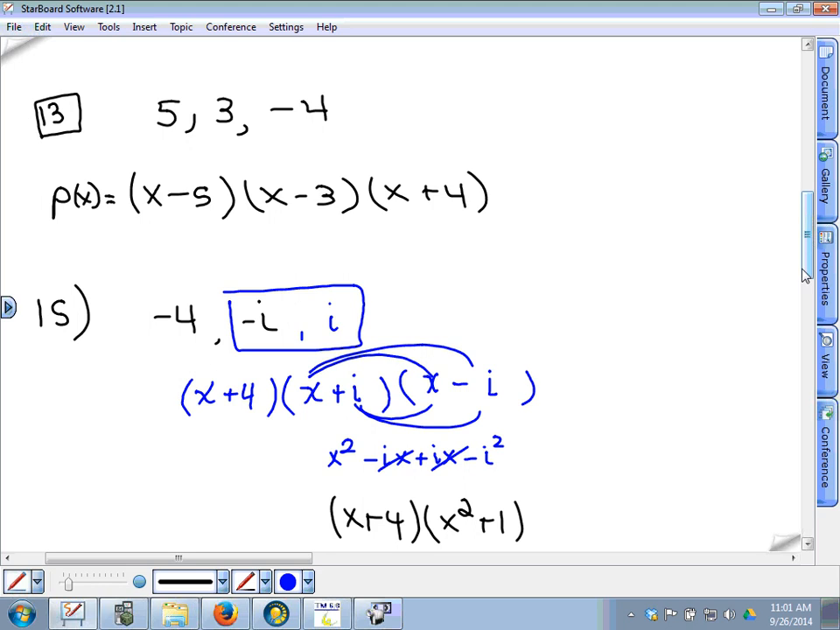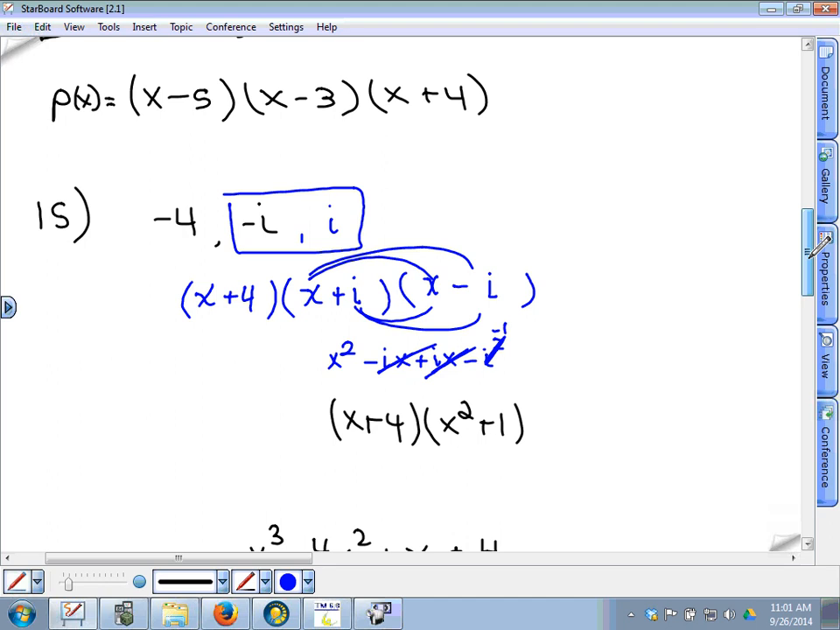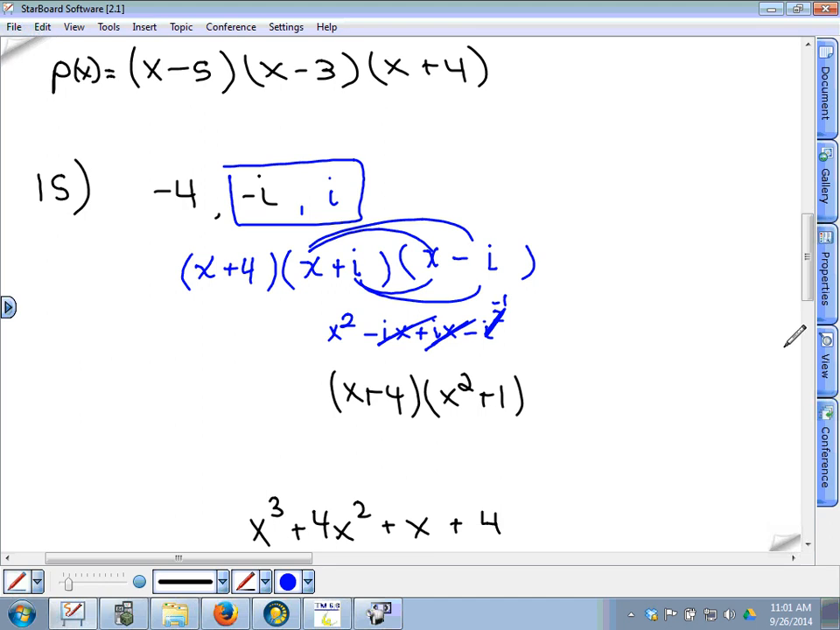Wait, how in the world did you get that out of that? The x squared plus 1? Because of the i squared. Remember, i squared is really negative 1, and you're subtracting negative 1. That's where the plus 1 came from. And then those just canceled out. Is that what we're getting? x to the third.